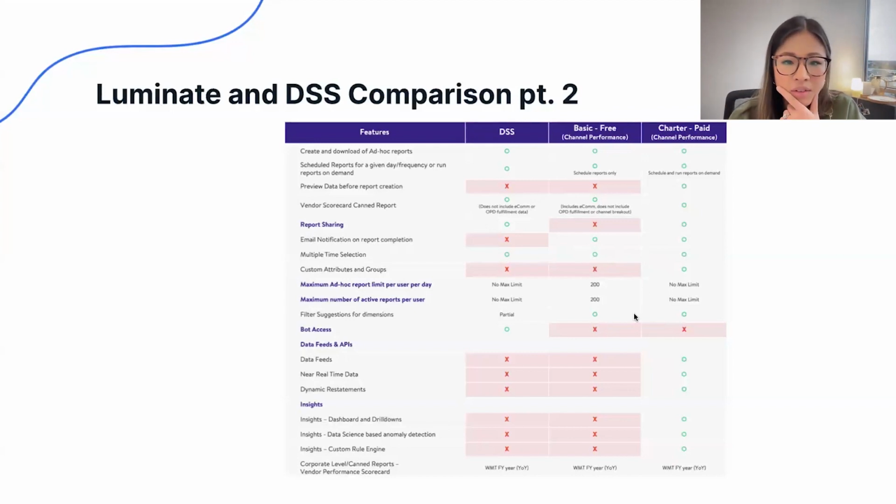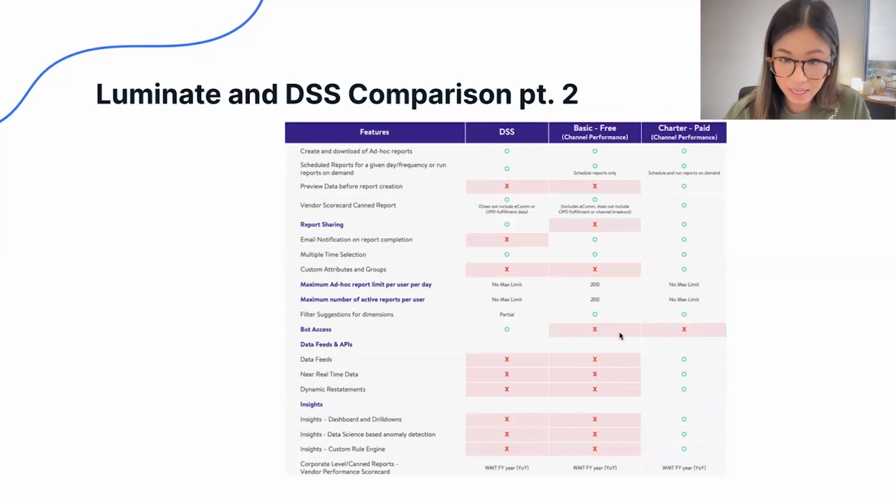And then other things, so ad hoc report limit per user per day. There is a limit for the Basic version, no limit on Charter. Minimum or maximum number of active reports per user. Again, you guys may run your business slightly differently, but this feels like a not crazy number. I think that's pretty fair. Usually, you're running max 20 to 30 reports a day, and this is per user, so it should be okay.